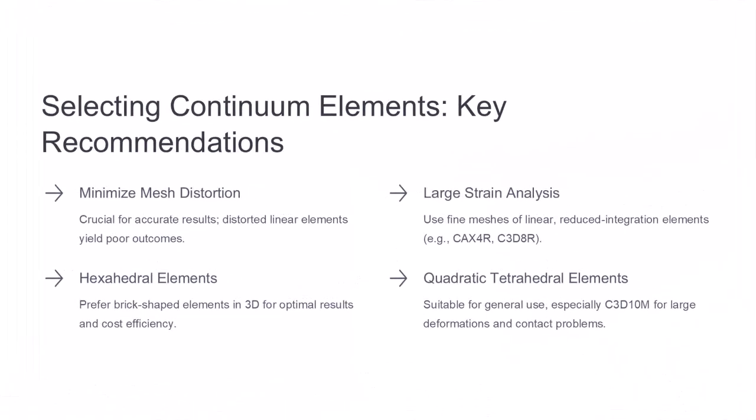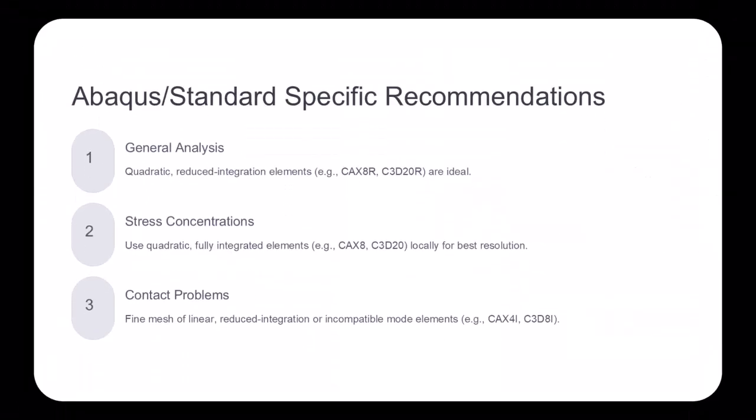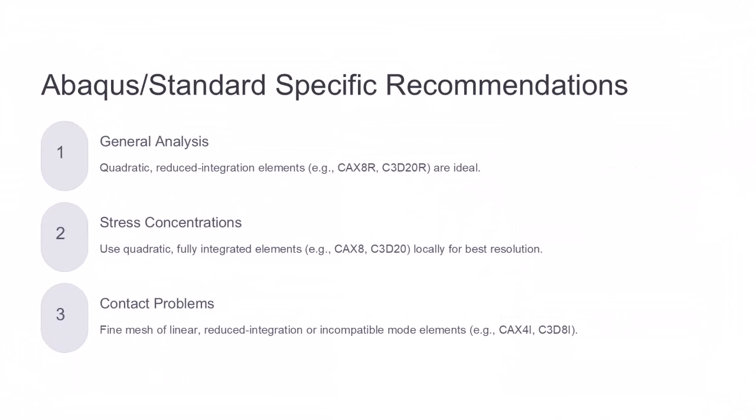So, how do we choose? For bending dominated problems, incompatible mode or second order reduced integration elements are usually a good first choice. For nearly incompressible behavior, go directly to hybrid or mixed formulations, and always check for locking if your deflections look unrealistically small.